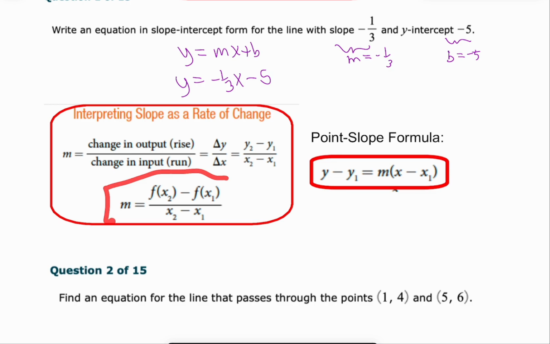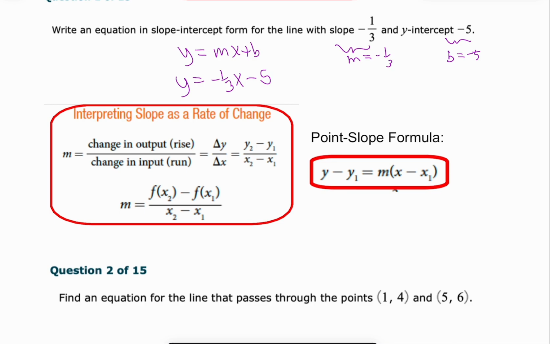And the one that looks the most like an application for calculus would be the function at x2, which is y2, minus the function at x1, which is y1, over x2 minus x1. So this formula and this formula are the same. In this formula, they use function notation to represent your y's, but the function notation f of x2 is y2, and f of x1 is y1.